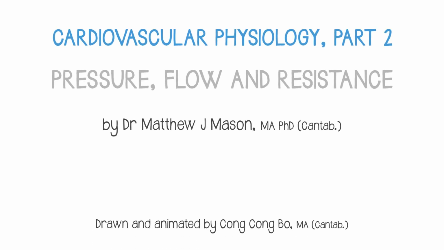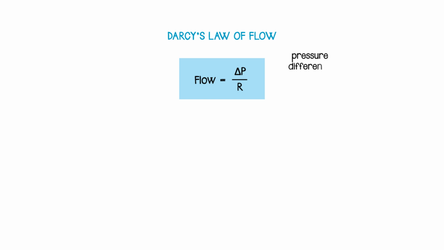Now there's a very useful little equation that we can use to look at the rate of blood flow. And it's based on an equation which is called Darcy's law of flow. And that's quite simple. Flow is equal to delta P over R. Delta P, that's a change in pressure. That's our pressure gradient. And R represents resistance.